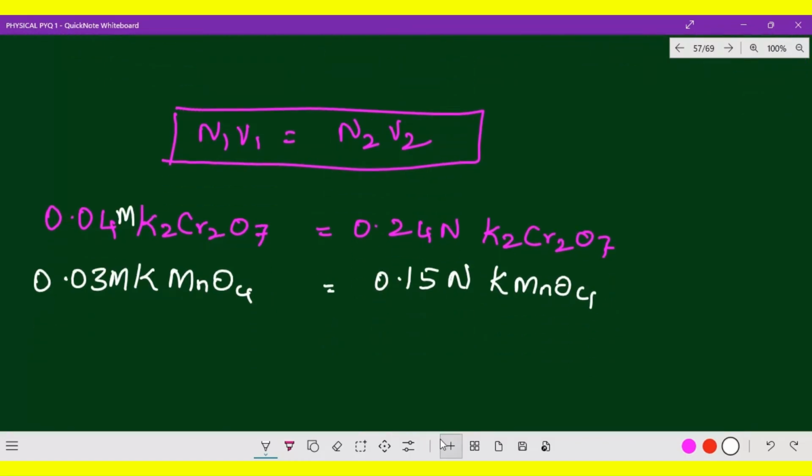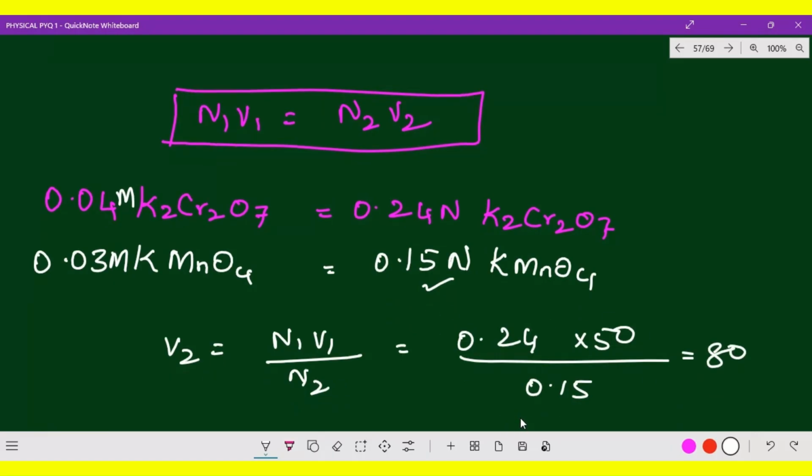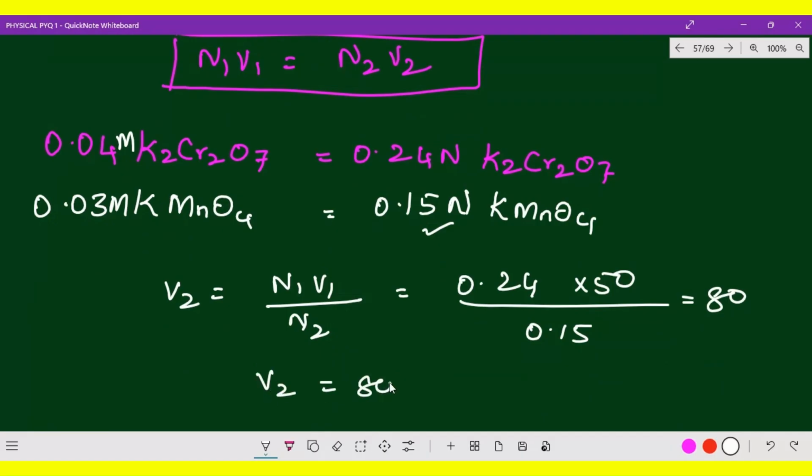Now how do we identify it? Using N1V1 equals N2V2, V2 is what we did not know, so V2 is the one we have to identify. V2 equals N1V1 divided by N2. Applying 0.24 into 50 ml, the volume, divided by 0.15, when we calculate this you get around 80. So V2 is 80 ml.